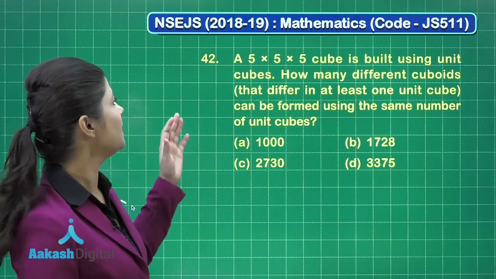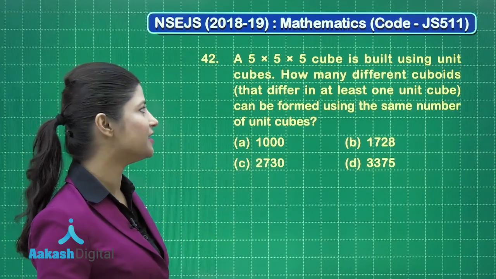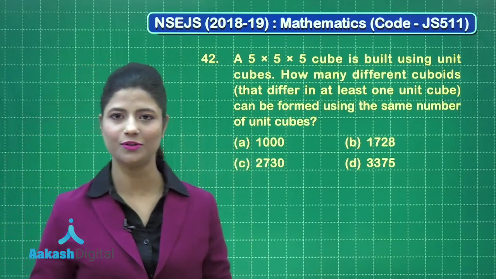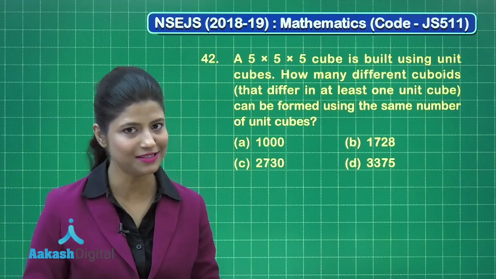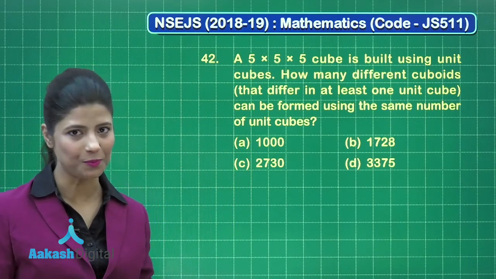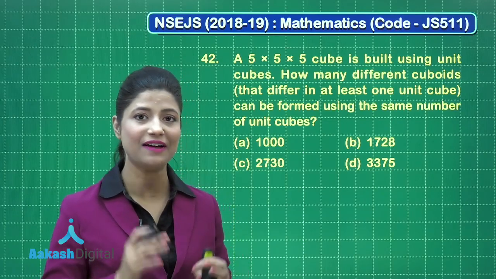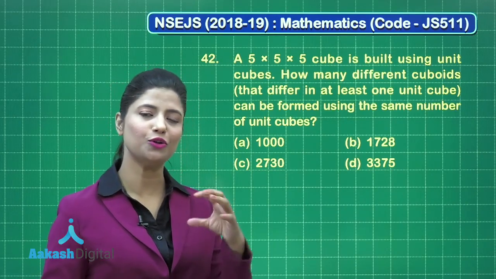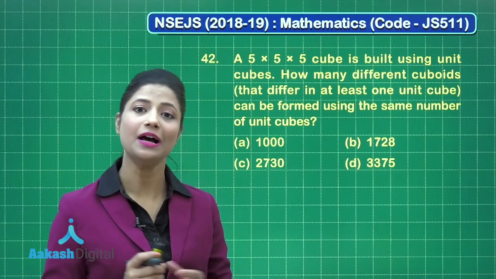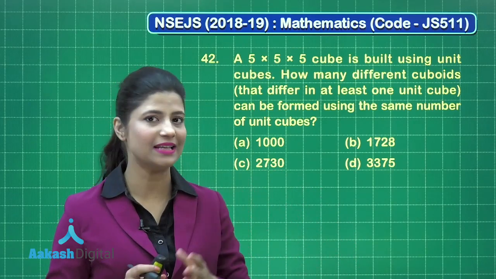It states here that a 5 into 5 into 5 cube is built using unit cubes. How many different cuboids that differ in at least one unit cube can be formed using the same number of unit cubes? So here you need to figure out the number of different sized cuboids which could be formed using the unit cubes of this 5 into 5 into 5 cube. So here basically along the length we have 5 unit cubes, along the breadth and height also we have 5 unit cubes. So when you are choosing the cuboid, you can take any of 1, 2, 3, 4 or 5 unit cubes along the length, or else you can take 1, 2, 3, 4 or 5 unit cubes along the breadth as well as height.